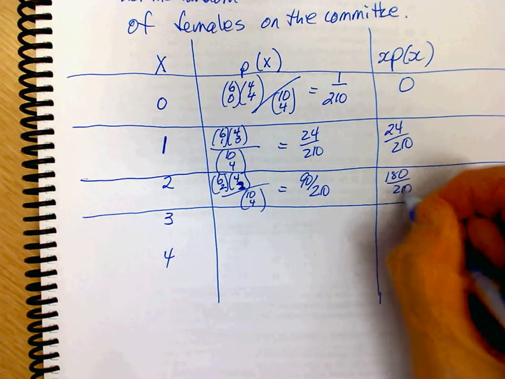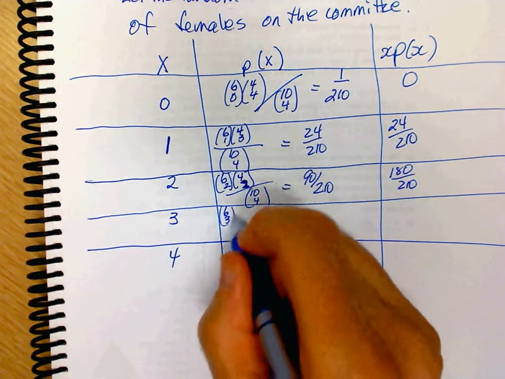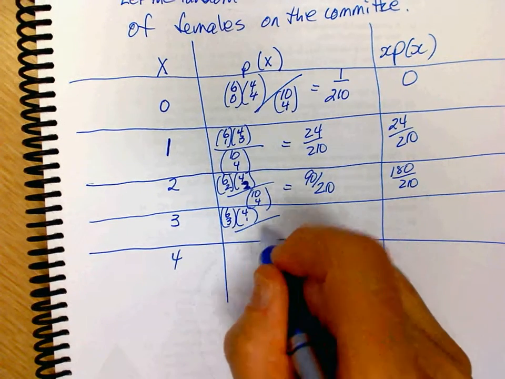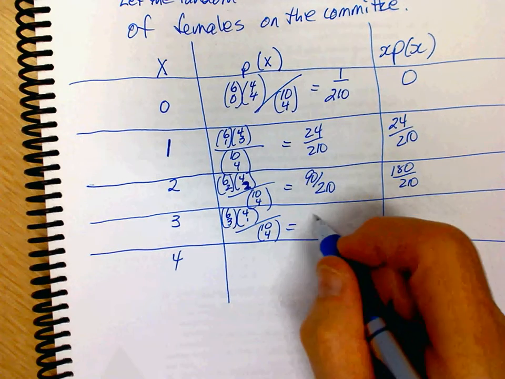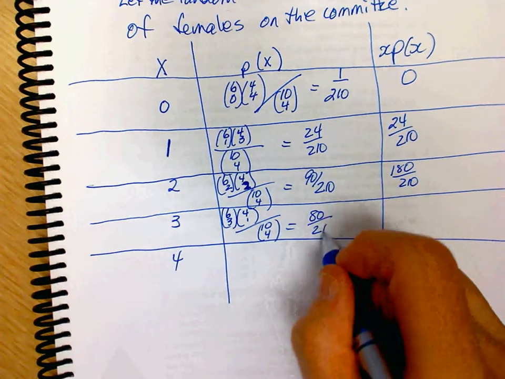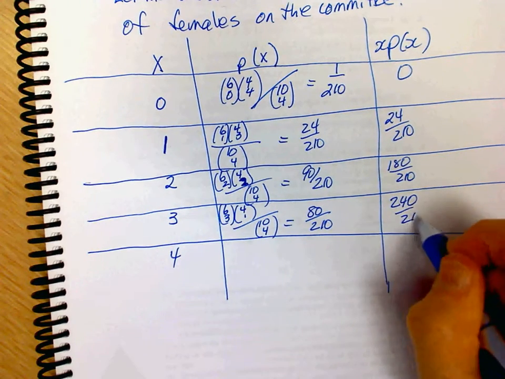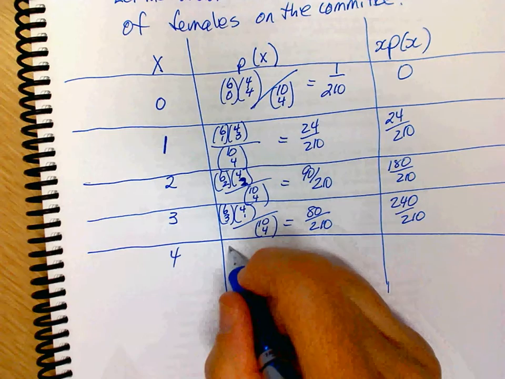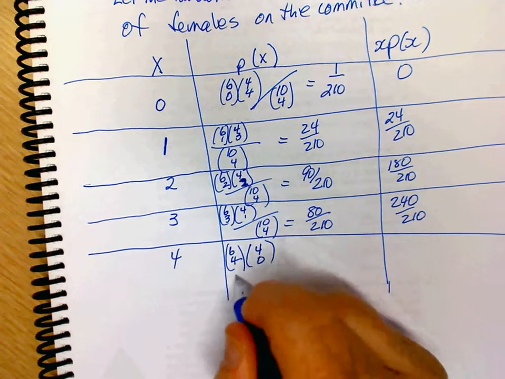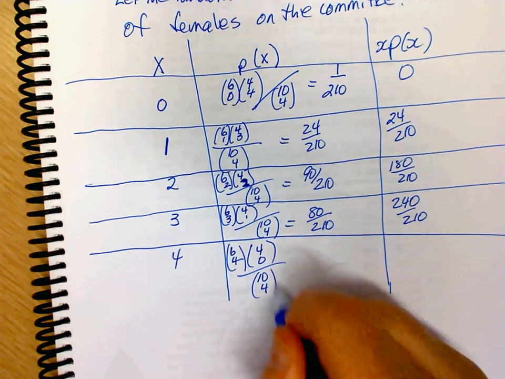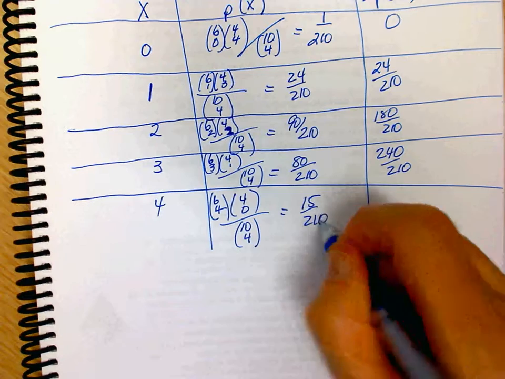6 choose 3, 4 choose 1, all over 10 choose 4, and that works out to be 80 over 210. And 3 times 80 is 240 over 210. So 6 choose 4, 4 choose 0 over 10 choose 4, and that equals 15 over 210, and 4 times 15 is 60 over 210.